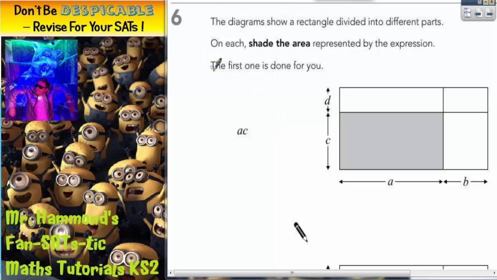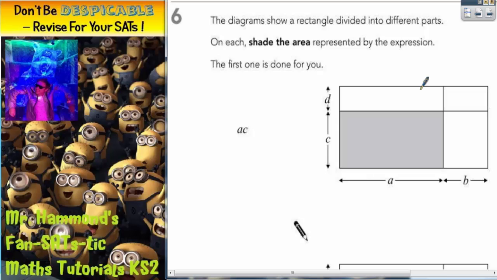Question 6. The diagrams show a rectangle divided into different parts. On each one, shade the area represented by the expression. The first one is done for you. Well, let's have a look at how they've managed to shade in this section for AC.